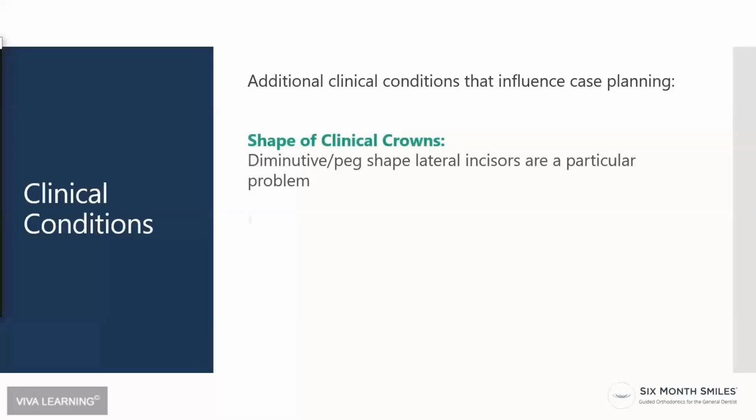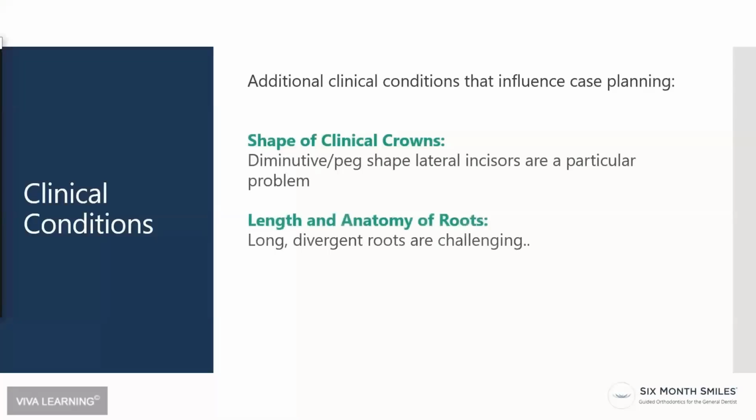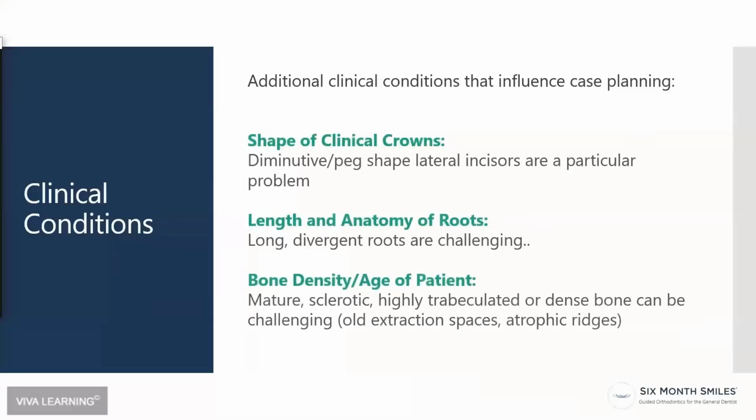The length and anatomy of the roots, obviously, can be quite challenging, difficult to know if you don't have a radiograph. And then obviously the age of the patient and the bone density, which is related: more mature, sclerotic, and dense bone will be more challenging. So the older the patient is, the slower the movements and the cellular process will be. So that can be translated to more refinement. So we need to consider that.